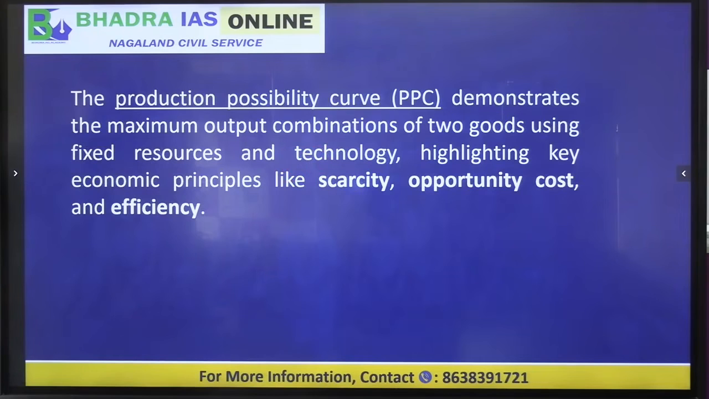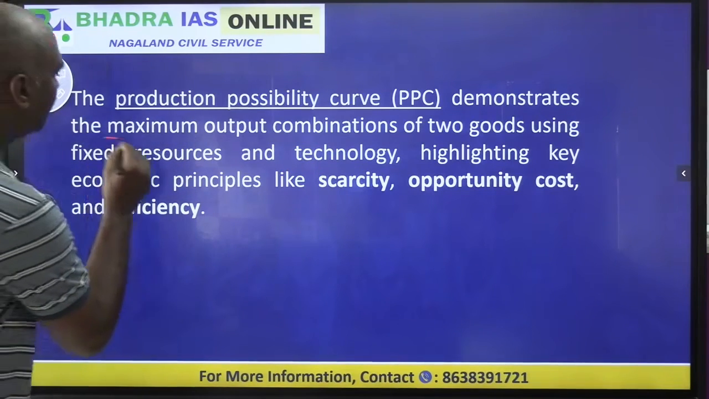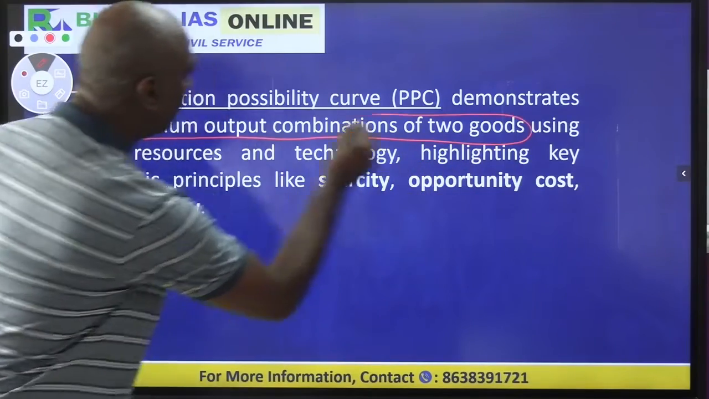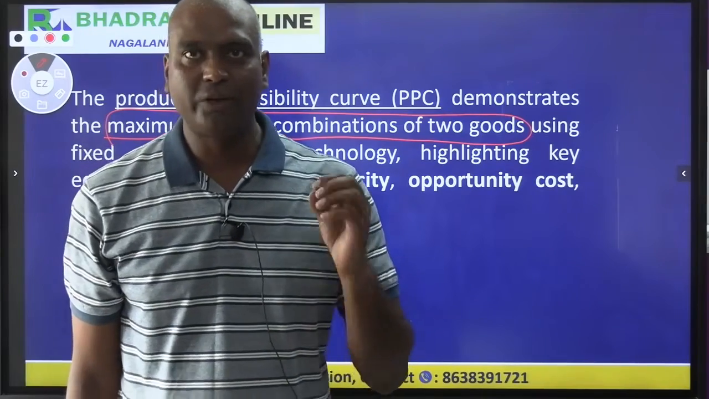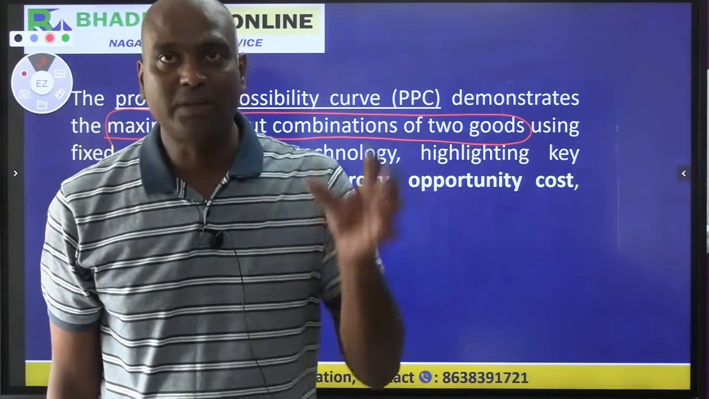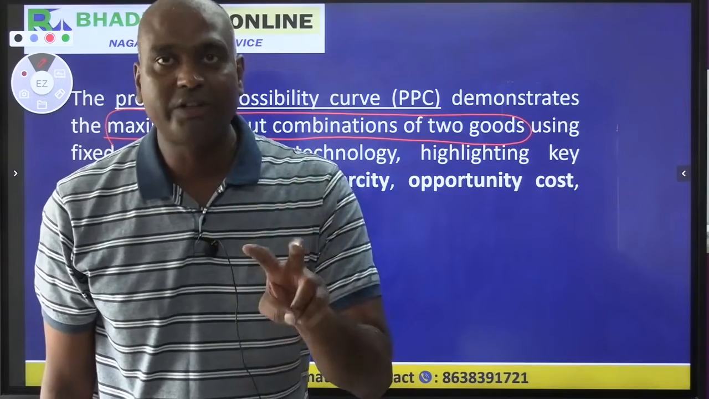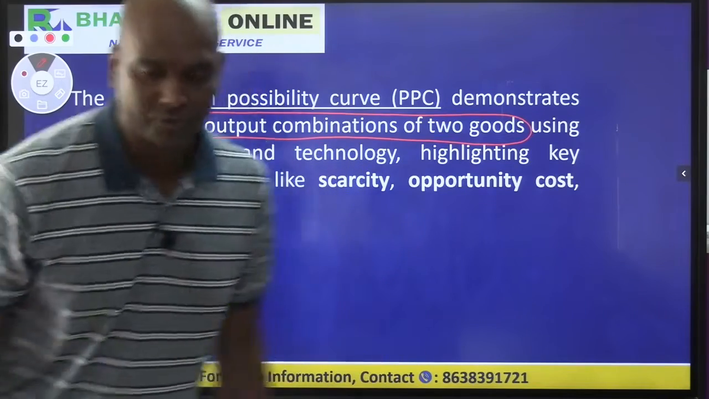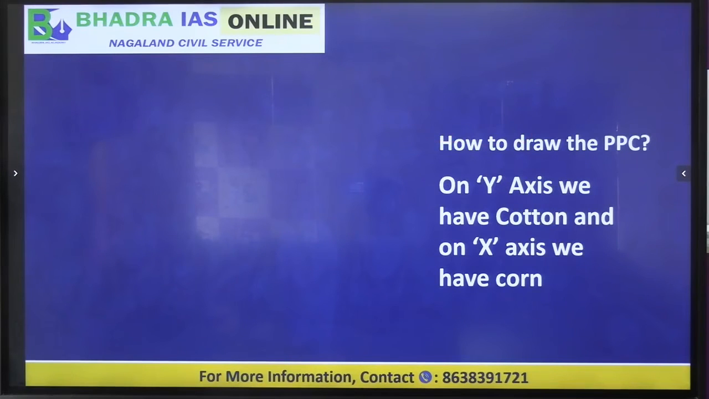Okay. So if you look at the production possibility curve, how do you define it? It shows the maximum output of combination of two goods. So that is the definition. In your exam you might get the question, what is the meaning of production possibility curve? It shows the maximum capacity of output, production of combination of two goods in an economy, right? So now, how do you draw the production possibility curve?